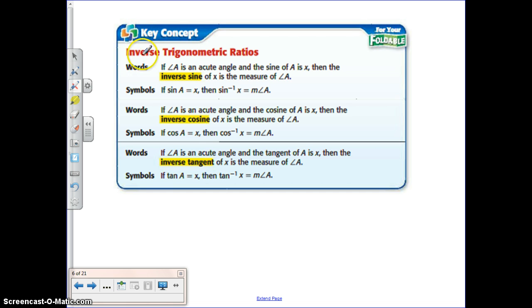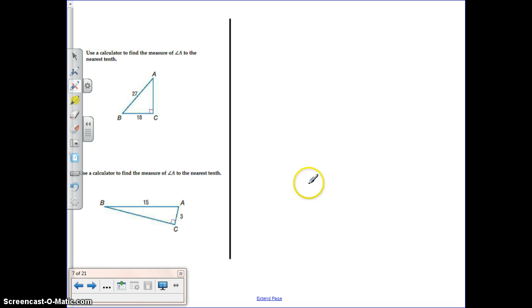So now looking at the inverse trigonometric ratios, this just tells us that if we have a ratio and we're trying to find the angle, we can use what's called the inverse sine to find the measure of an angle. We can also use the inverse cosine or the inverse tangent. And if you look here, it says if the tangent of A is x, then it looks like tangent to the power of -1. But when you read it, you want to say the inverse tangent of x is equal to the measure of angle A. So let's try a few of these.